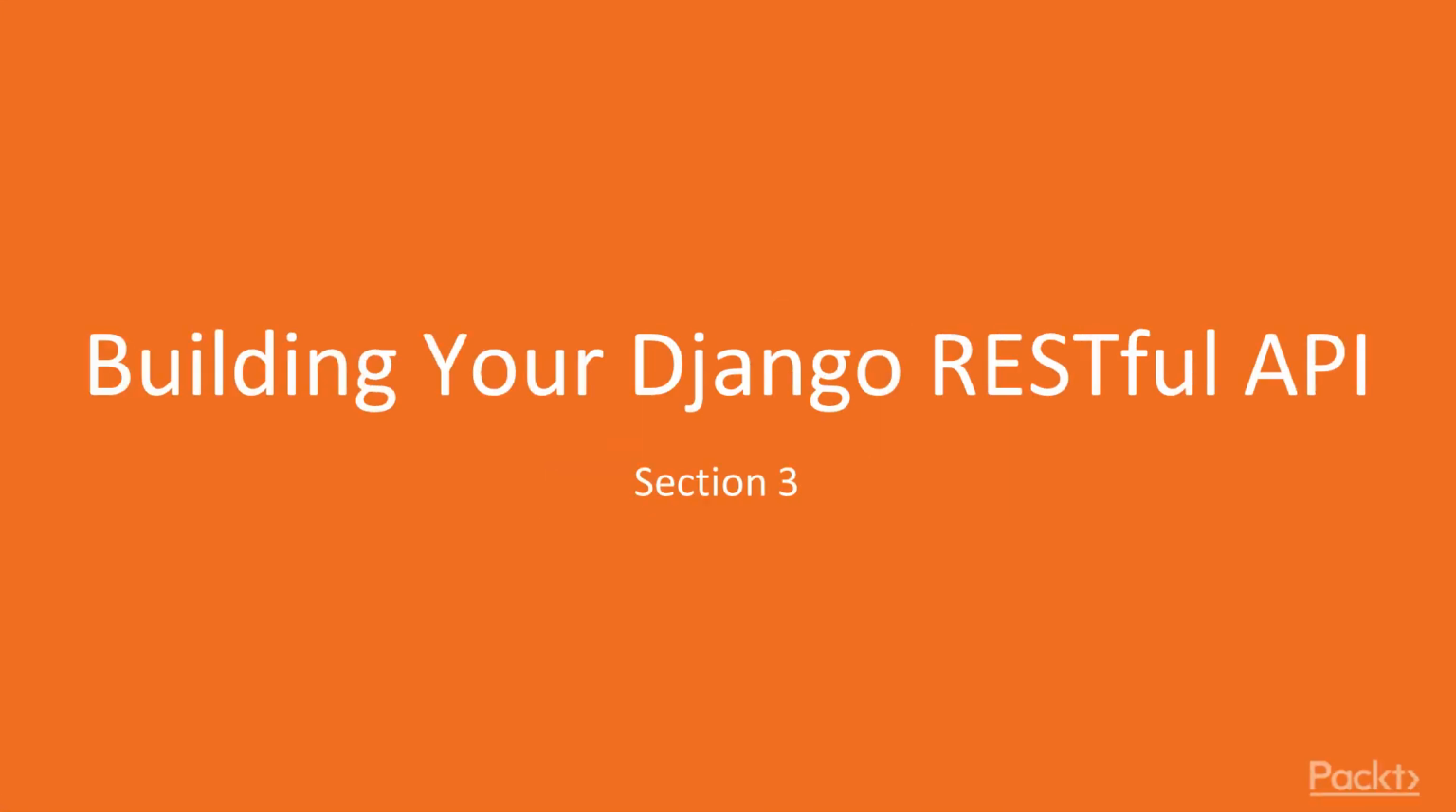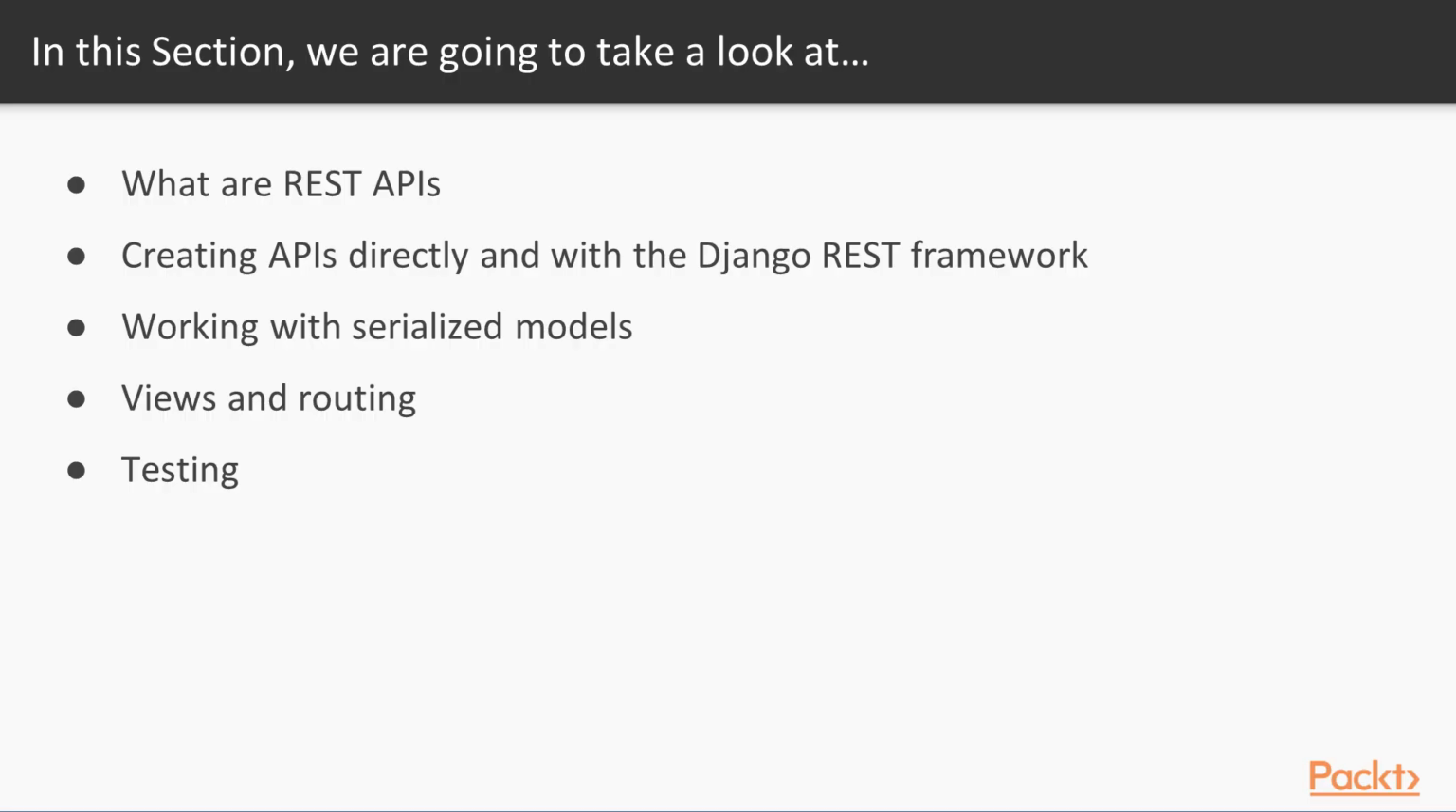Welcome to Section 3 of Building Your Own REST API with Python and Django. In Section 3, we'll actually build RESTful APIs. In this section, we'll consider what REST APIs are, we'll create APIs directly and then with the Django REST framework, we'll work with serialized models, we'll consider views and routing, and finally how to test our APIs.